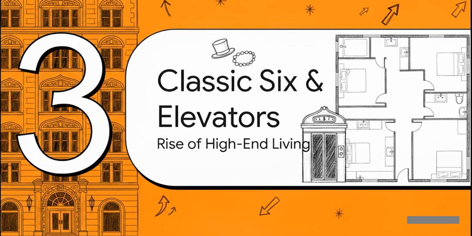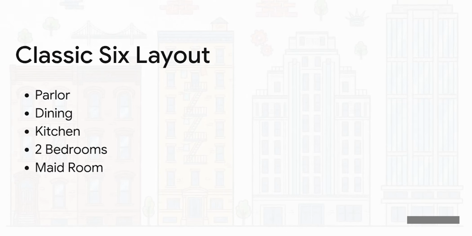Part 3. Elevators bring the classic 6. So while the tenements housed the working class, a completely new paradigm was emerging for the wealthy in the 1920s, the famous Classic 6 layout. You had a main living room, a separate formal dining room, 2 bedrooms, a kitchen, and a maid's room. But what's really fascinating here is the stark socioeconomic contrast that is literally baked into the floor plan.